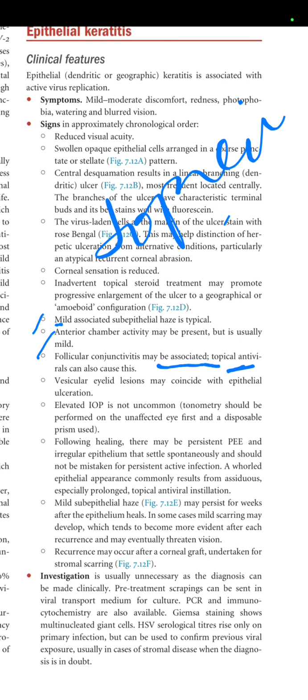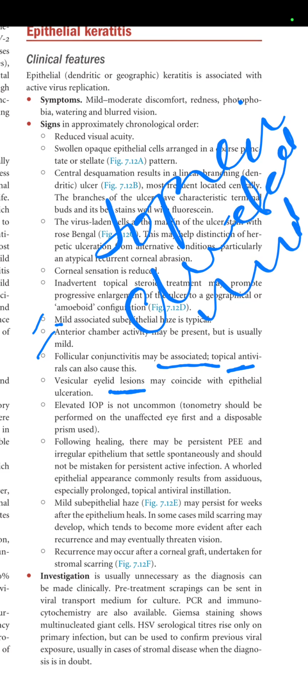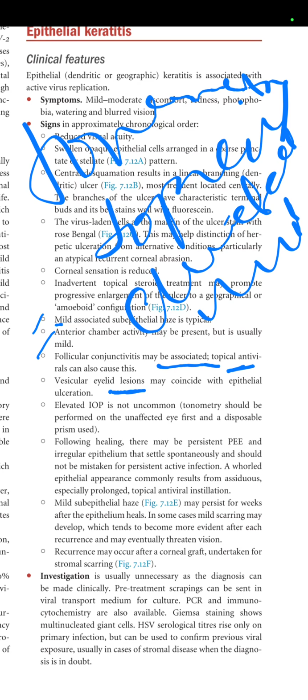Vesicular eyelid lesion may coincide with the epithelial ulceration. So with epithelial ulceration, there is a vesicular eyelid lesion. Elevated IOP is not uncommon. Tonometry should be performed on the unaffected eye first and a disposable prism used. So elevated IOP is common because of the mild anterior uveitis. So we use tonometry to do this. First we take the measurement from the unaffected eye, and then we use a disposable prism for the affected eye.